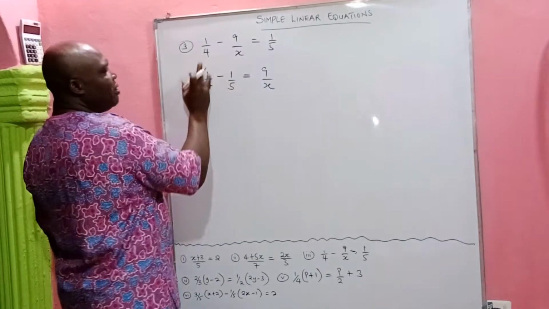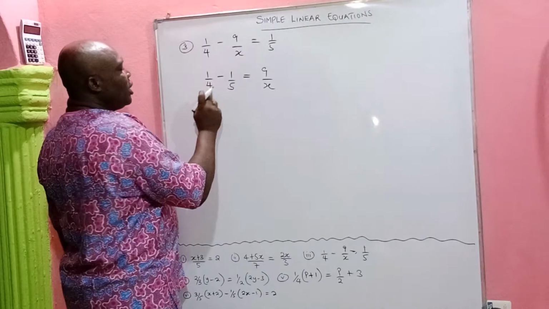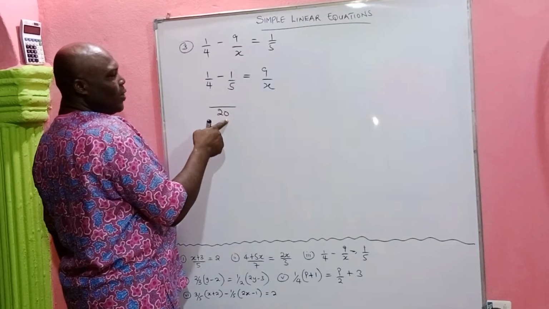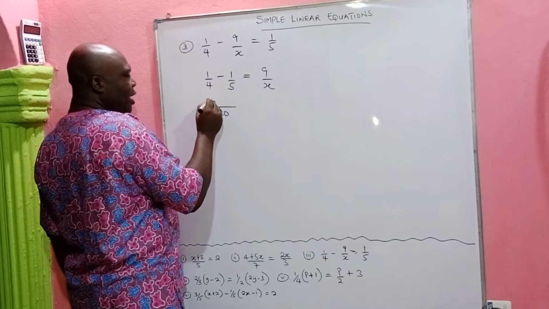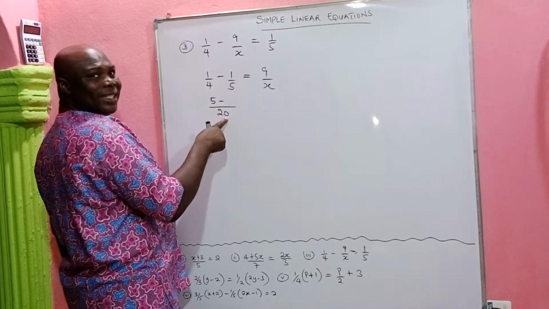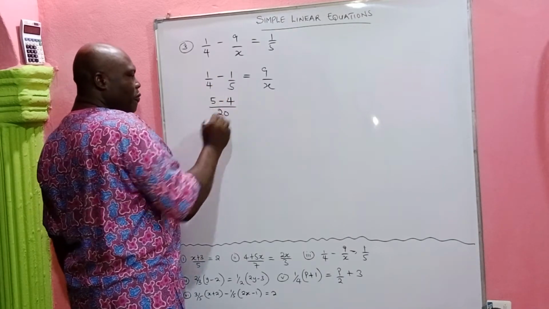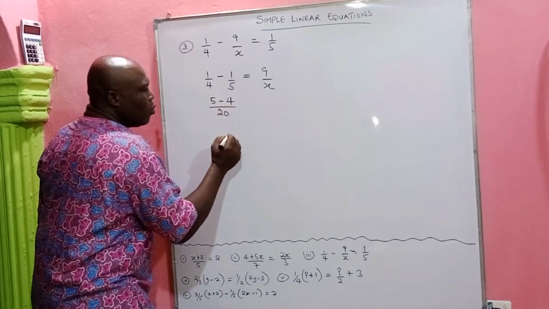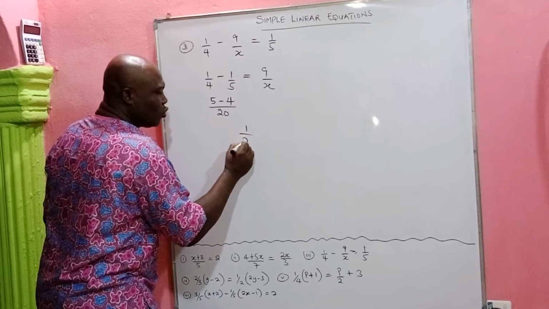So we can simply find the LCM of this. The LCM of 4 and 5 is 20. 4 into 20 is 5, 5 times 1 is 5, minus 5 into 20 is 4, 4 times 1 is 4. So we are simply left with 5 minus 4, which is 1 all over 20.